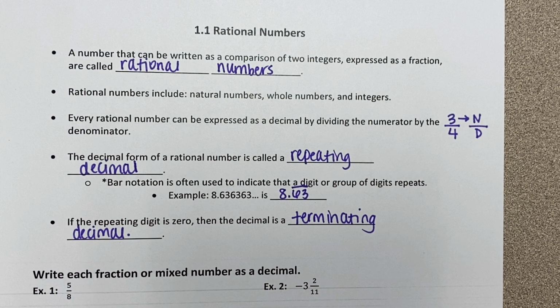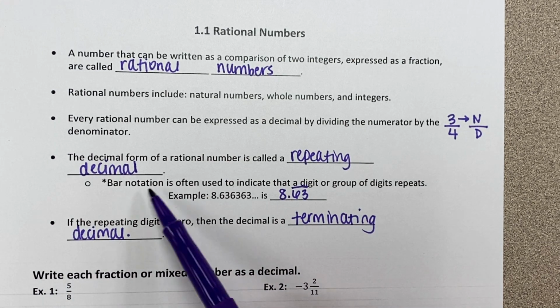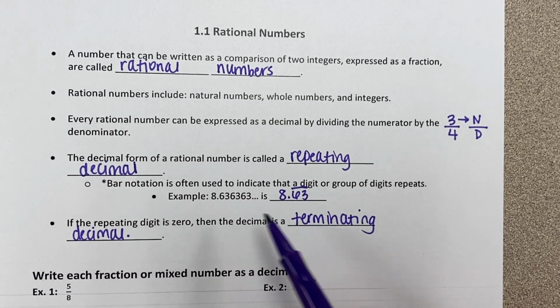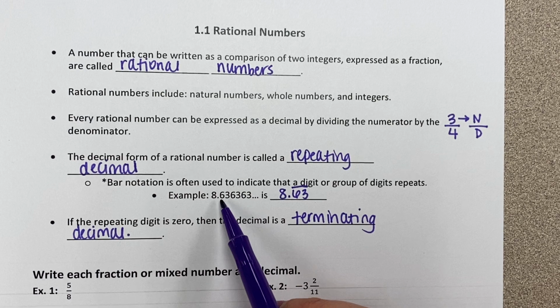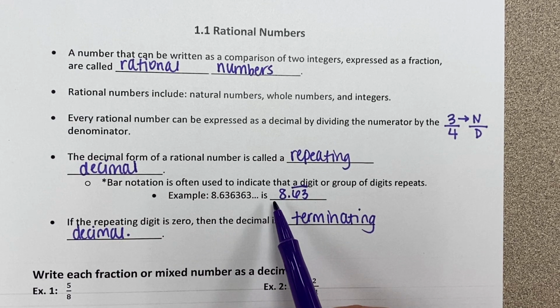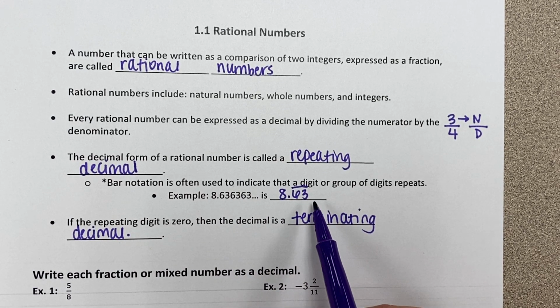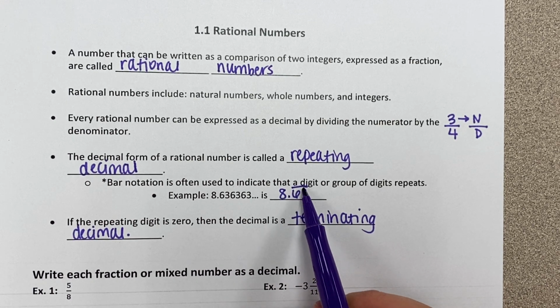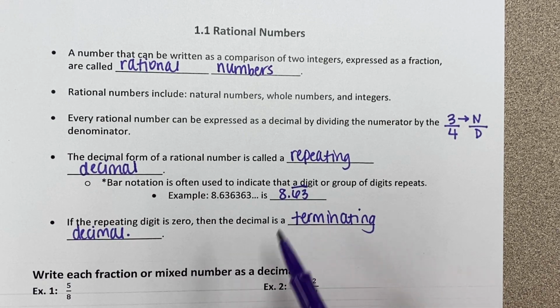The decimal form of a rational number is called a repeating decimal. We use bar notation to indicate the digit or group of digits that repeats. So here we have 8.636363. To write that as a repeating decimal, we would do 8.63 with a bar notation over the top.